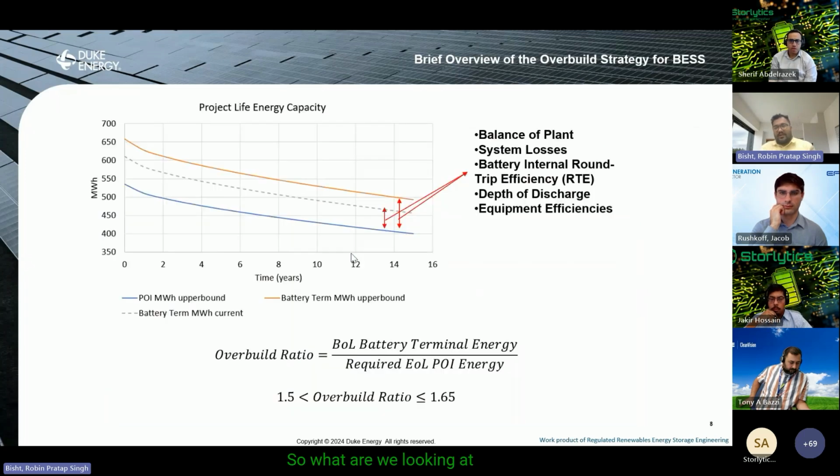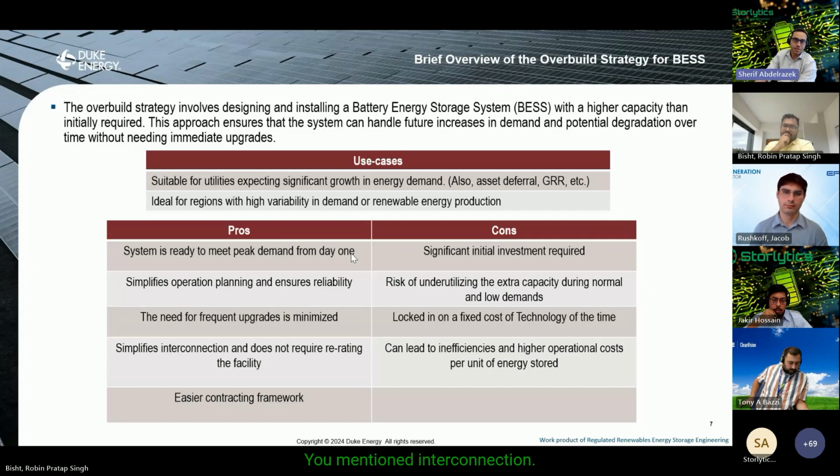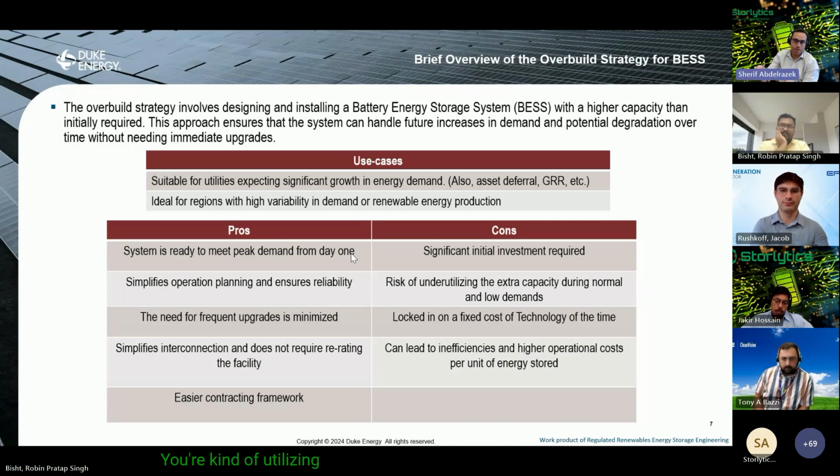So what are we looking at right now? So Robin, I want to dissect a bit a point you mentioned on the previous slide. So, one of the pros of overbuild, right? You mentioned the interconnection advantage of, as opposed to AC augmentation, where you kind of build into your POI capacity, right? You're kind of utilizing your full interconnection capacity from year zero.